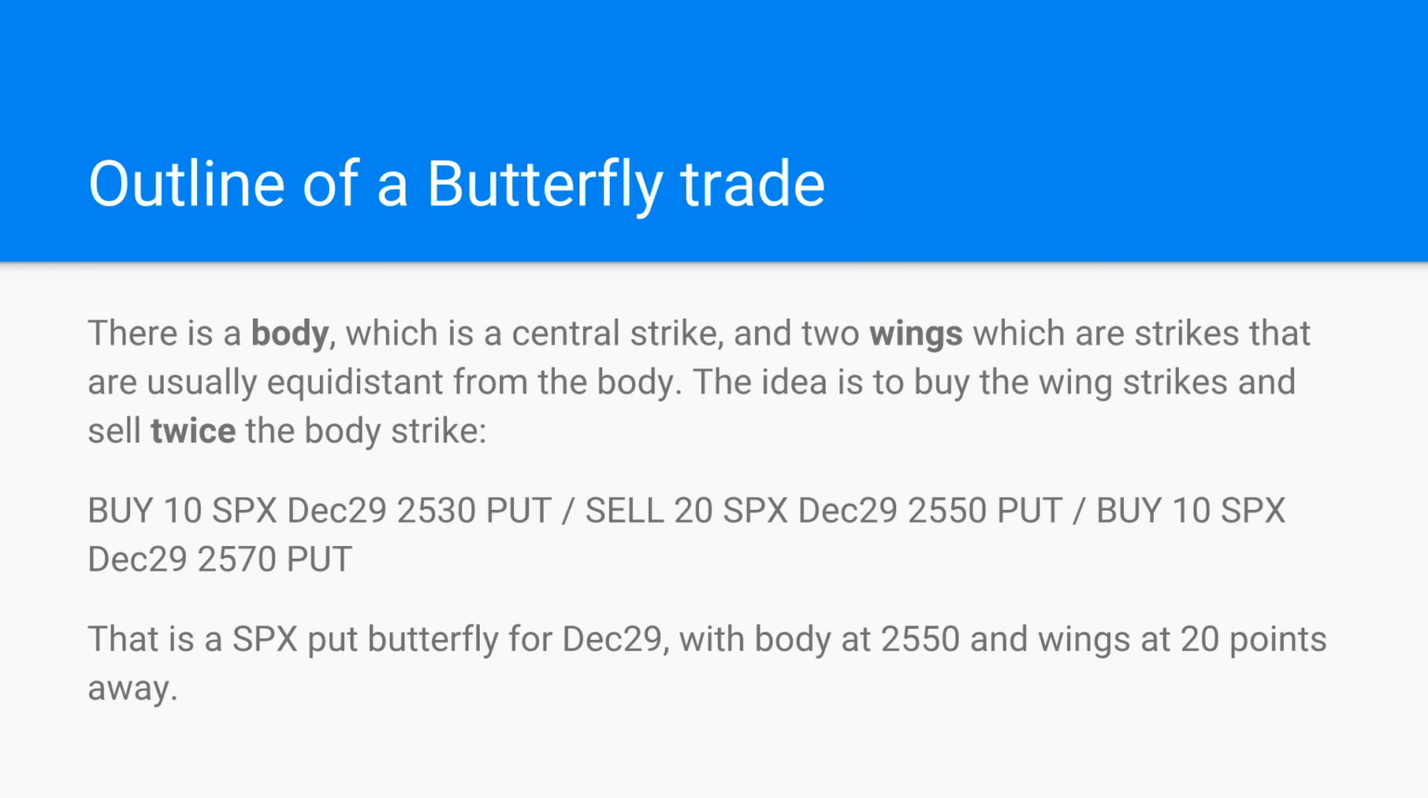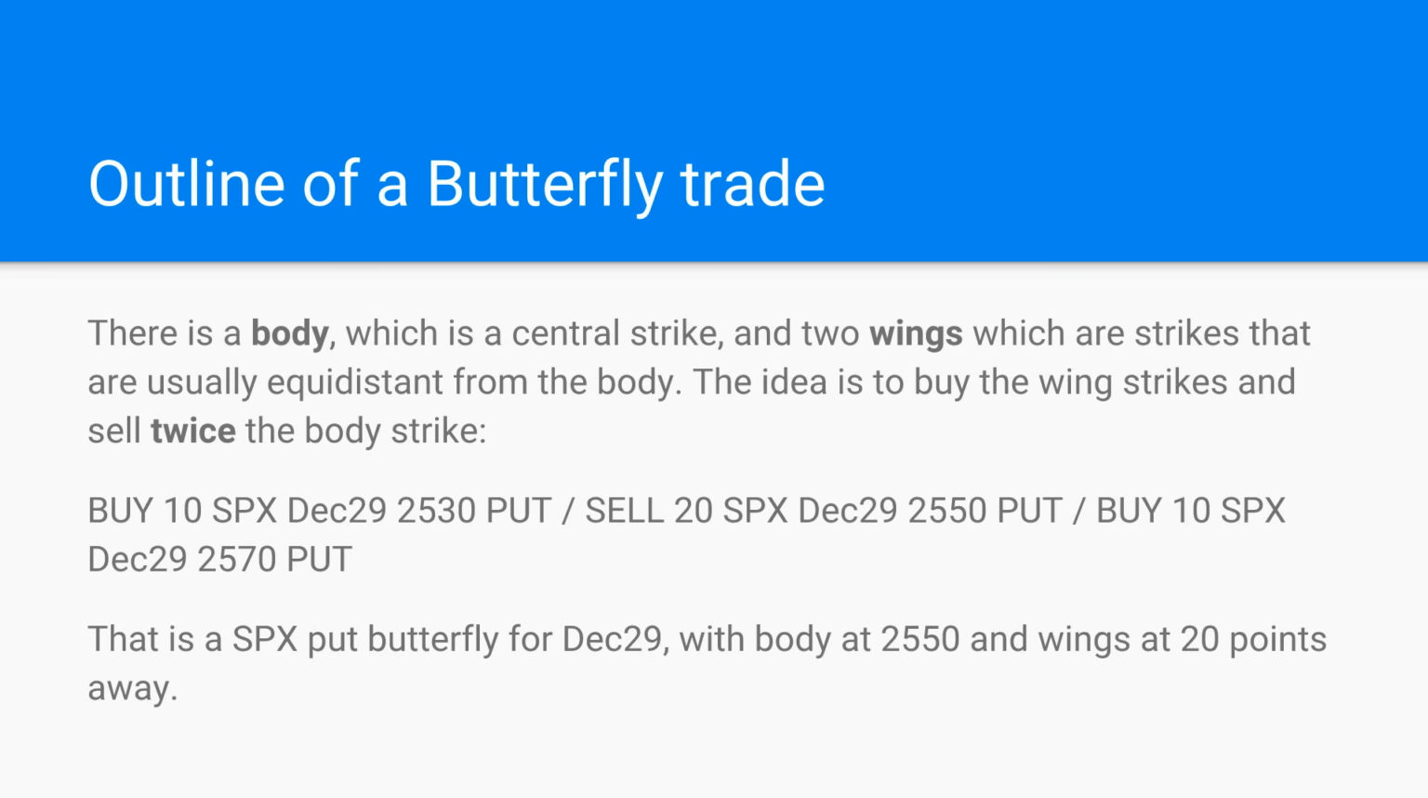To understand the lingo a little bit, I'm going to explain the parts of a butterfly. A butterfly trade has two components. The first component is the body, and the body is just the central strike. A butterfly has a strike at the center, and that's what we call the body. It also has two wings, and the wings are strikes that are usually at the same distance from the center. One is upwind of the body, and the other one is downwind.